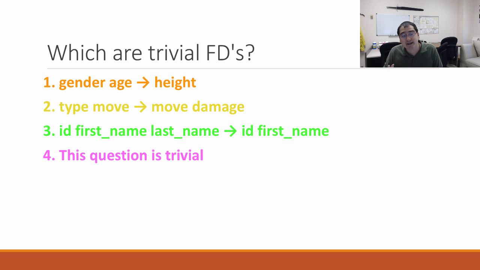If I have an ID, a first name, and a last name, and this functionally determines the ID and the first name, is this trivial? Yes, because both ID and first name, the things on the right side, are also on the left side. There's no information to be gained here.